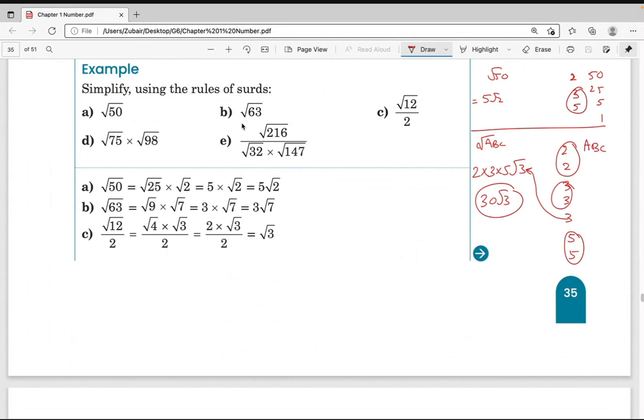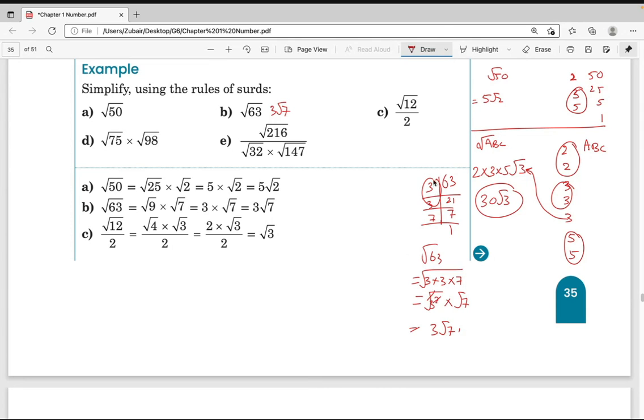So square root 63. So 63, 3, 21, 3, 7, and 7, 1. So I can see this pair. So this is 3 square root 7. If I write it in detail, I would be writing 3 into 3 into 7. And then I can write 3 square into 7. And this square cancels out. So 3 square root 7.